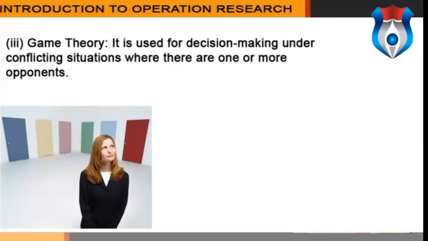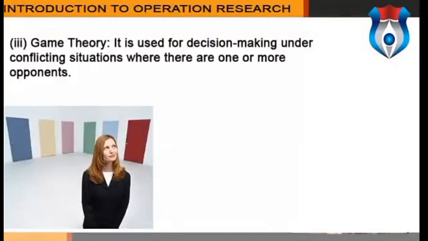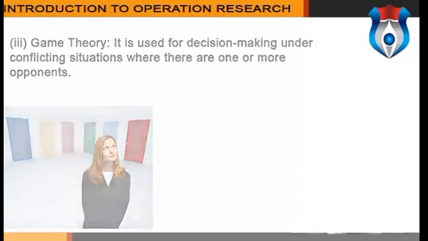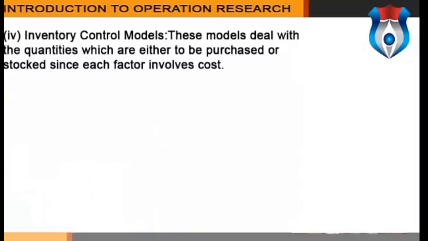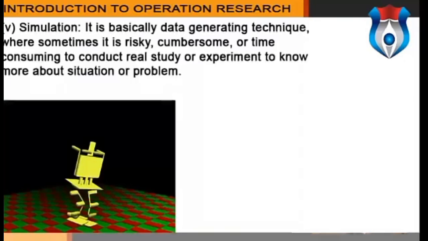Game theory. It is used for decision making under conflicting situations where there are one or more opponents. The opponents in game theory are called players. The motives of the players are opposed. Inventory control models. These models deal with the quantities which are either to be purchased or stocked, since each factor involves cost. The purchase and material managers normally encounter such situations.